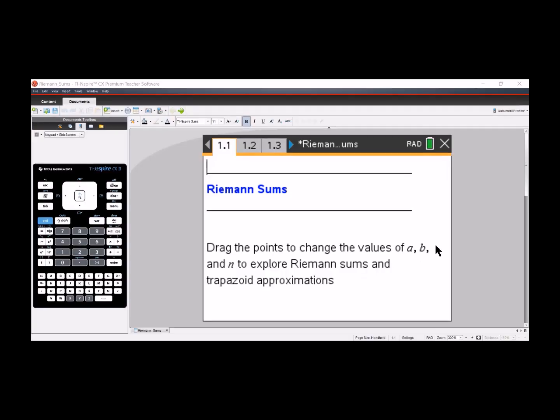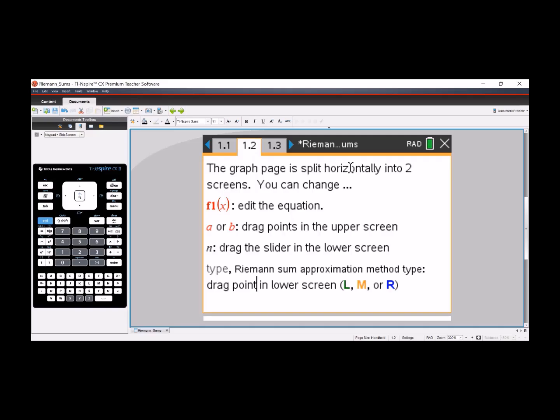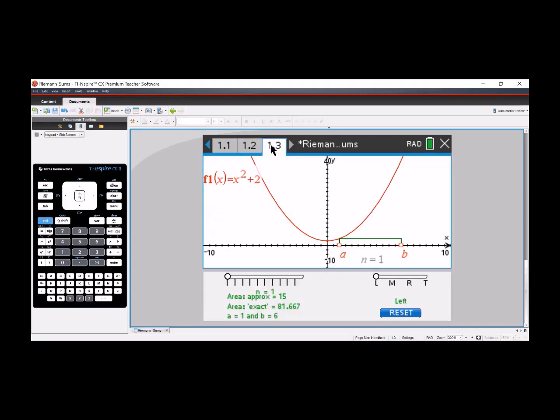So here we are in the Riemann sums program. Notice it tells you you'll be able to drag the points to change the values of a, b, and n. Now, I'm going to go to page 1.2. It also tells you that the page is split horizontally into 2 screens. You can change f1 of x by editing the equation. You can change a or b by dragging points. You can change n by dragging the slider in the lower screen. It will give you all of the values for a left RAM, an MRAM, or a right RAM, and I believe it also has the trapezoid in here too. The T stands for trapezoid.